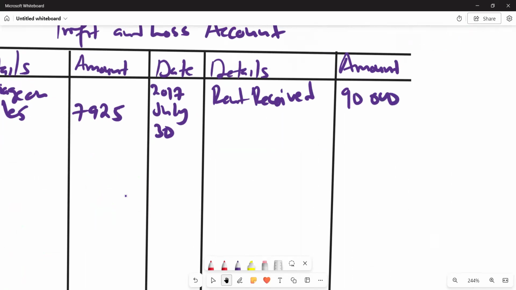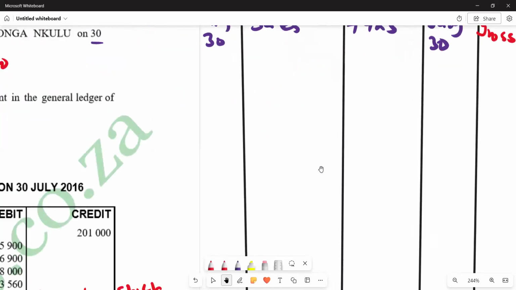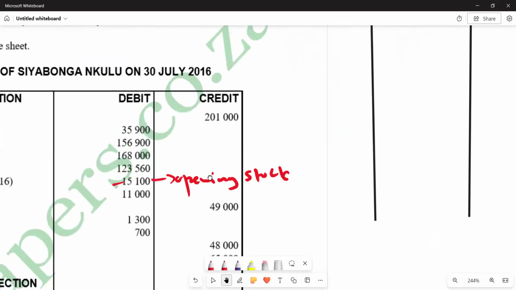And also we've got a gross profit that we got in the previous video in the trading account. It is supposed to come on the credit side. So here we see gross profit. And the amount was 141,400. Then we go to the question and try to see in terms of other entries that we are having.